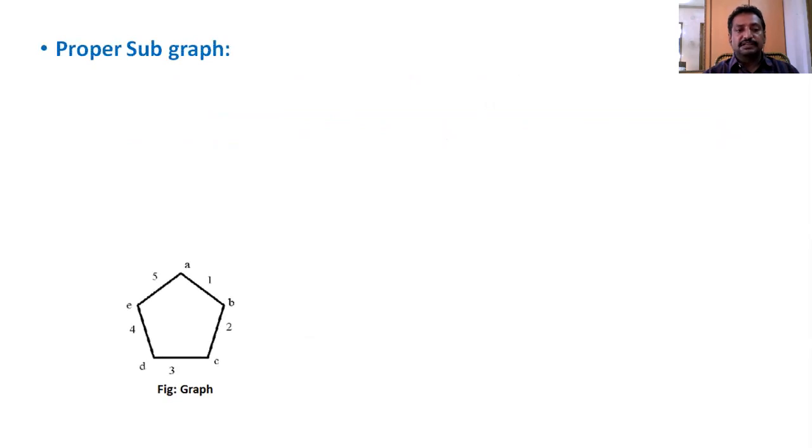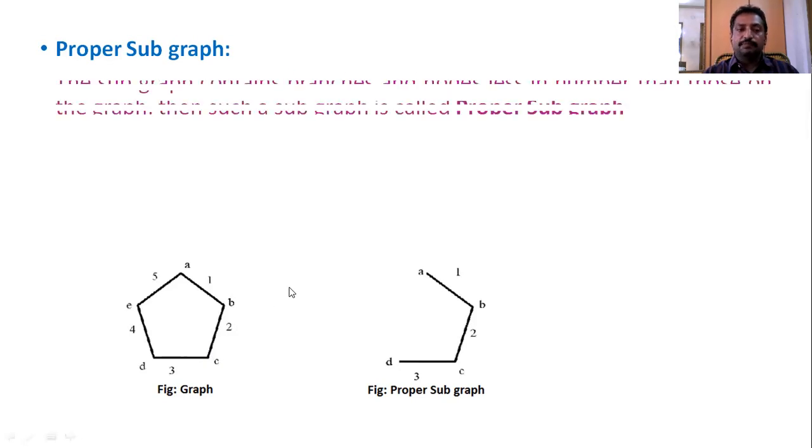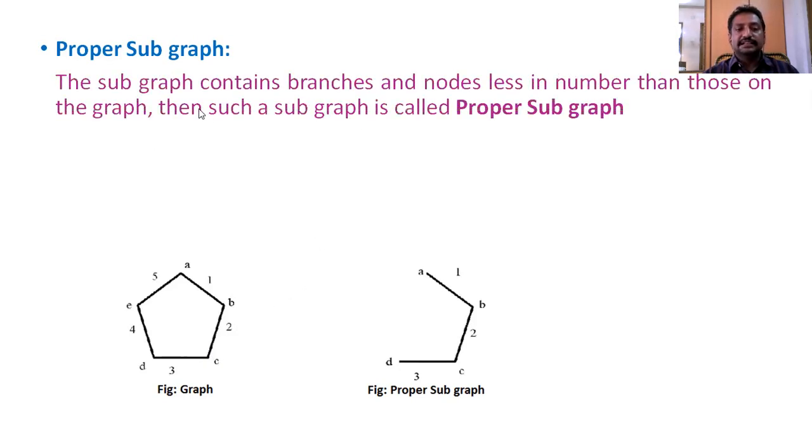What is a proper subgraph? So this is a complete graph. From this graph, we identify the proper subgraph. A proper subgraph is a part of a graph which contains fewer nodes and fewer branches than the actual graph. See, if the subgraph contains branches and nodes less in number than those on the graph, then such a subgraph is called a proper subgraph.